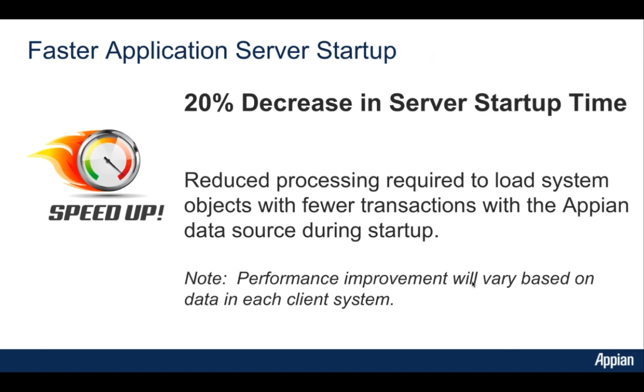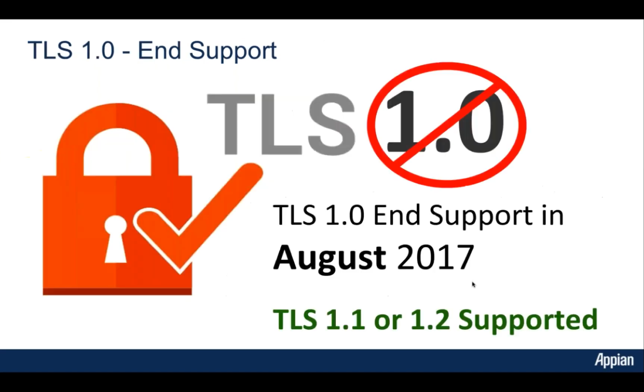Overall application server startup time now is also 20% faster, or rather there's a 20% decrease in startup time. How we achieve this is basically we reduce the number of calls between the Appian system and its primary data source. This reduces the amount of processing required to load system objects. So that's where that speed boost comes from. Now, if you had a large number of objects inside the data source, it might still be less than 20%, but you should see up to a 20% decrease in server startup time of the application servers.